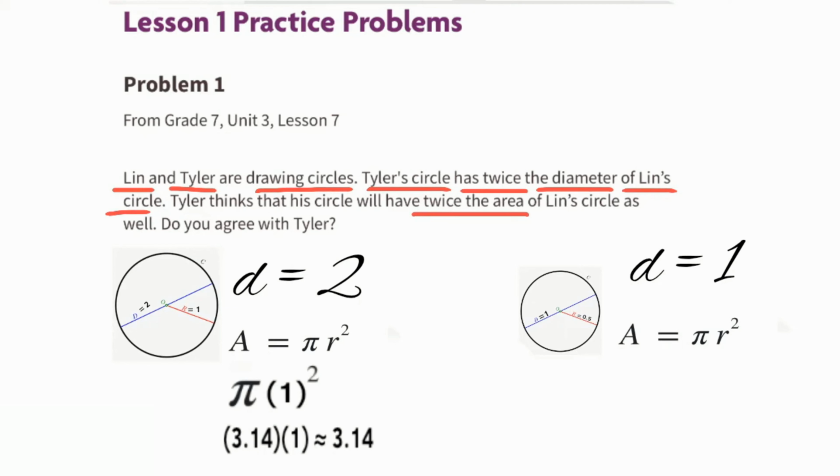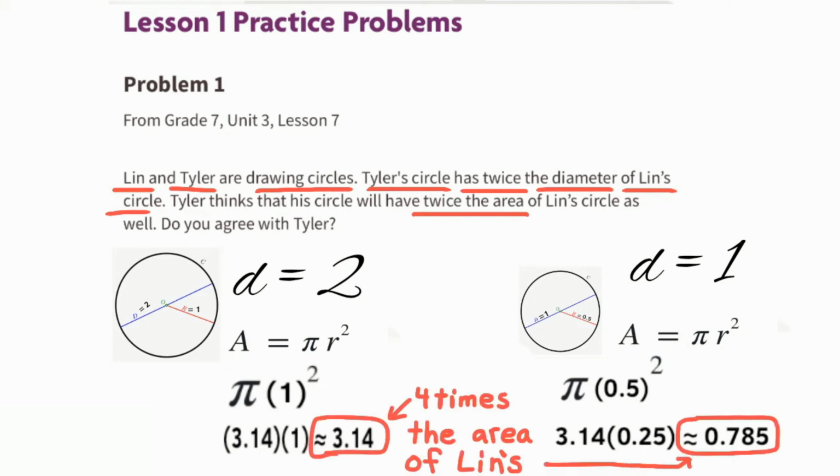Lynn's circle has a diameter of 1 unit, so the radius for Lynn's circle is going to be half of that, or 0.5 units. Pi times 0.5 squared. 0.5 squared, or 0.5 times 0.5 equals 0.25. So 3.14 times 0.25 equals approximately 0.785. The area of Lynn's circle is approximately 0.785 units squared.